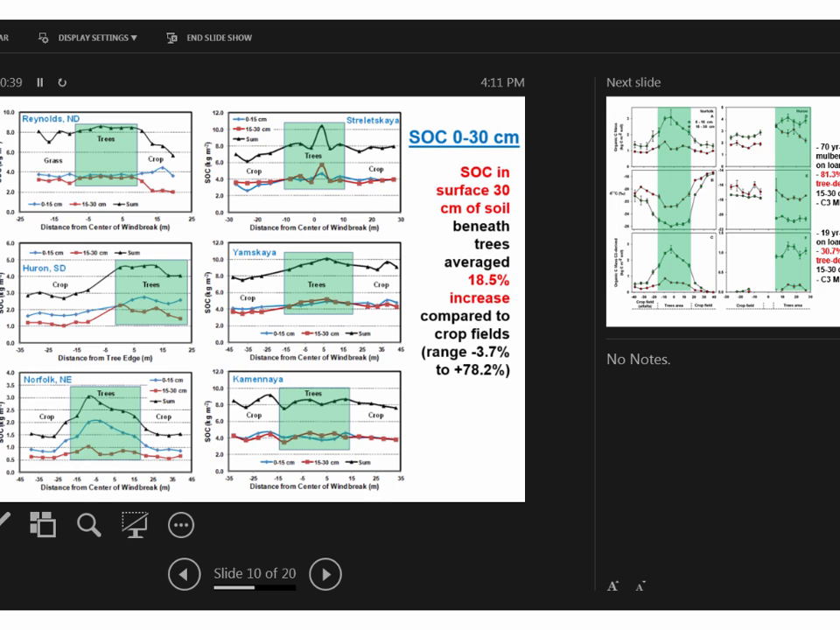And as indicated again, this is the grid data. So I've taken the grid data and reduced it into a transect across the windbreaks. And on average, we had an 18.5% increase in soil organic carbon in that 0 to 30 centimeter level.